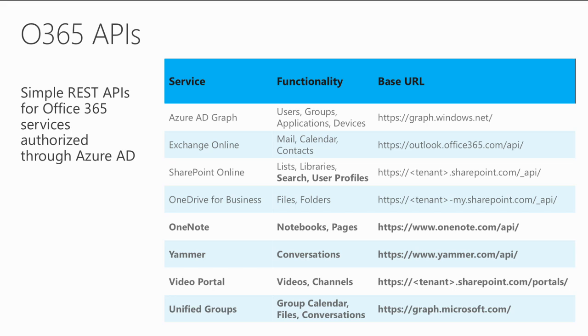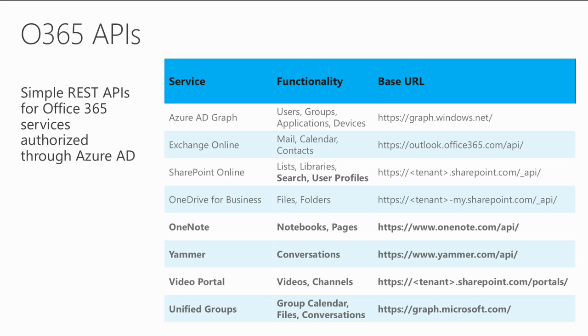The video portal, which is sort of an enterprise YouTube application for managing channels and videos inside of it, those have Office 365 APIs. And now the unified groups infrastructure, that infrastructure for collaborating with a group of people across all these different workloads, you can actually interact with that through an Office 365 API as well.